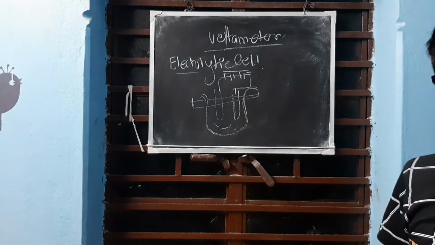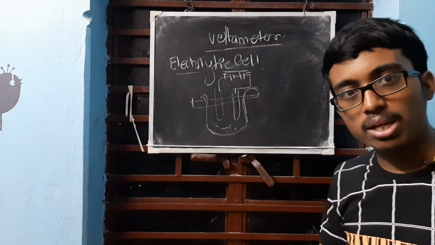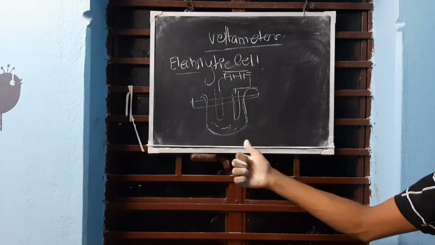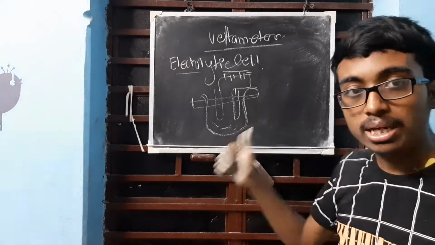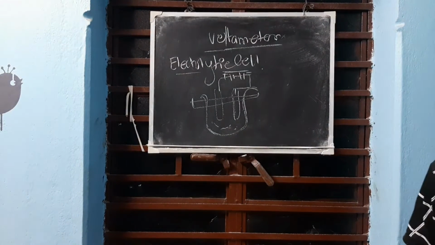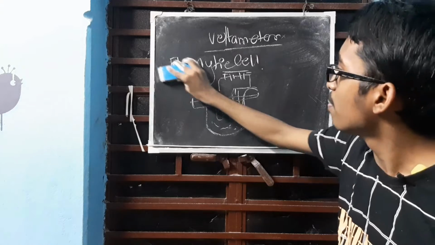It will use up the electrical energy of the battery and convert it into chemical energy. Clear? So electrical energy to chemical energy is a voltameter. That is an electrolytic cell. Okay. Next is the opposite of this. Not the opposite, but kind of.